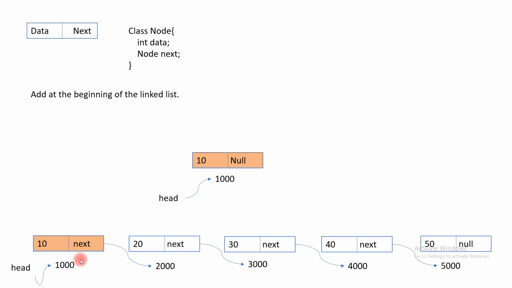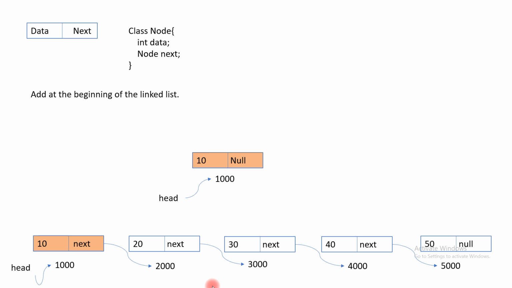The second situation is when there is already an existing linked list and you're trying to add the node at the starting of the linked list. In this case, your head was initially pointing to this node. What we have to do is make the new node which we have created point with its next to the already existing linked list head node, and the head will now point to the newly created node. I will show this in the code.